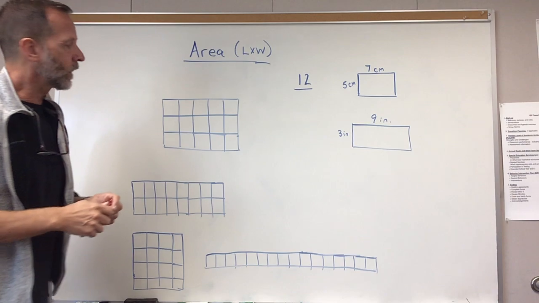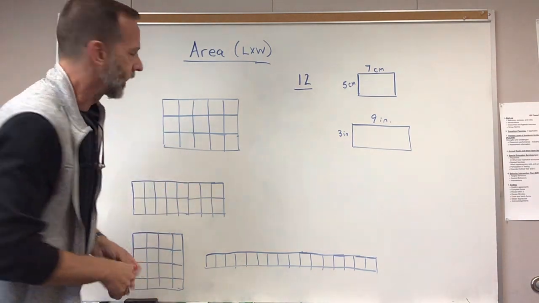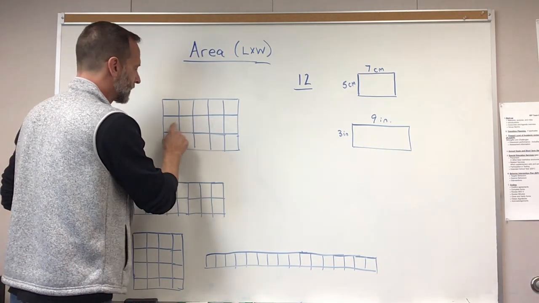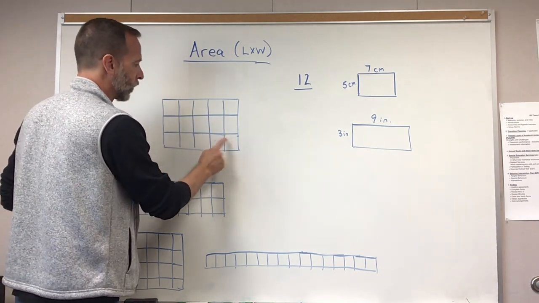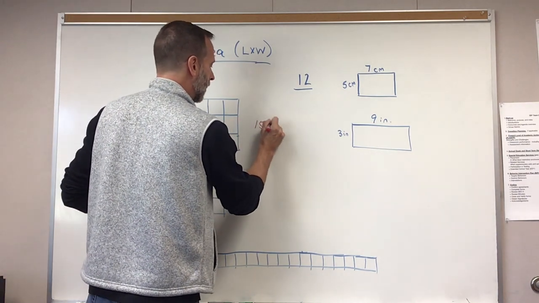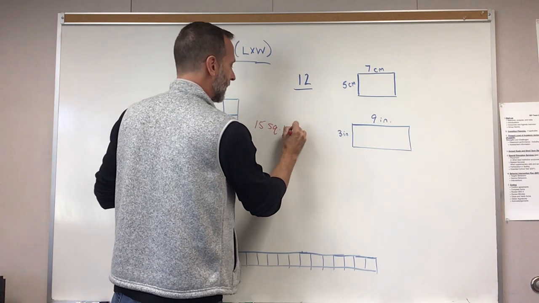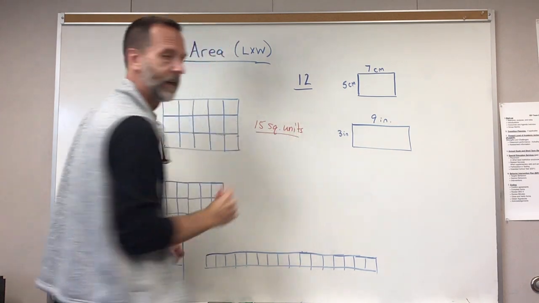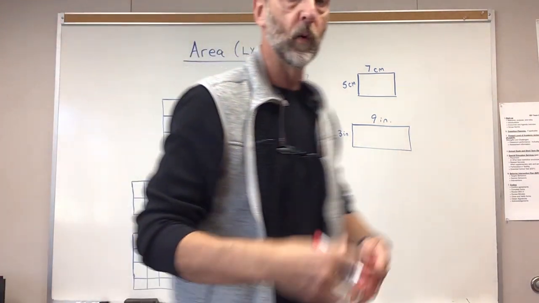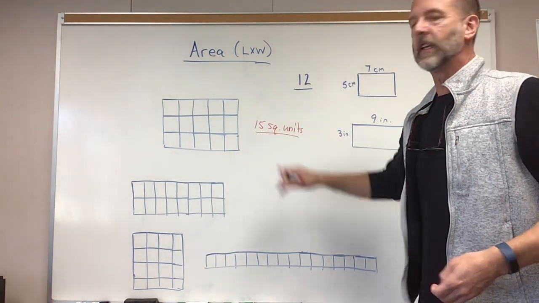So, if I'm looking at this figure and I want to find its area, well, I could count the squares. I could say 1, 2, 3, 4, 5, 6, 7, 8, 9, 10, 11, 12, 13, 14, 15. And I could say this has an area of 15 square. SQ is the abbreviation for square. And since it's not labeled, I would call it square units. If it's not labeled with centimeters, inches, feet, yards, I could call it square units. So it's 15 square units.